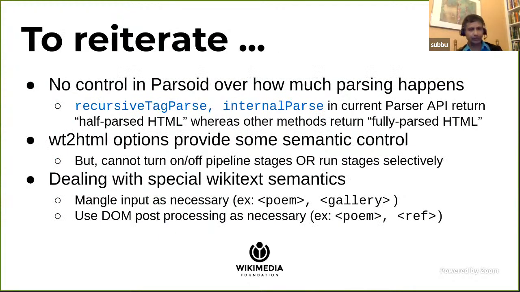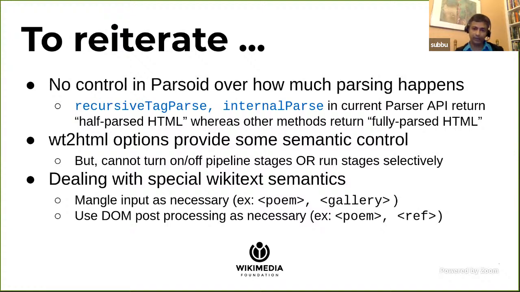So to reiterate, you do not get control in Parsoid over how much parsing happens. For example, in the current Parser API, recursive tag parse and internal parse return quote unquote half parsed HTML, whereas others return fully parsed HTML. So in Parsoid, there is no such notion as half parsed or fully parsed. Once you give it wikitext, you get the completely parsed DOM. And once again, to reiterate, we talked about this earlier. You don't get to turn on and off pipeline stages, but you do get semantic control in the form of the output type or the embedding context, like the inline or block types.